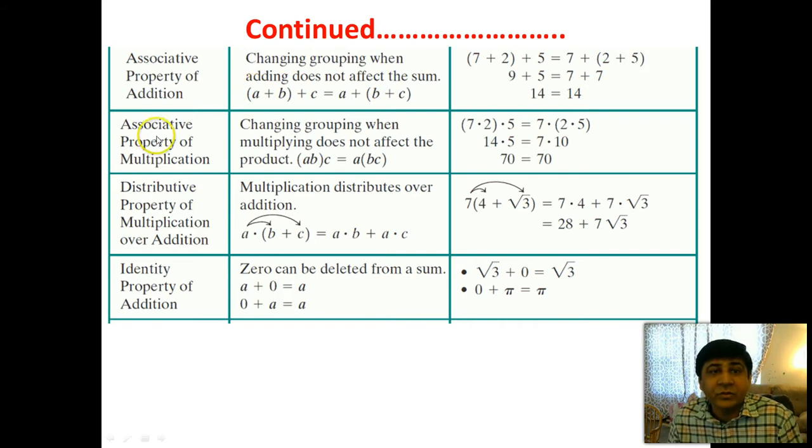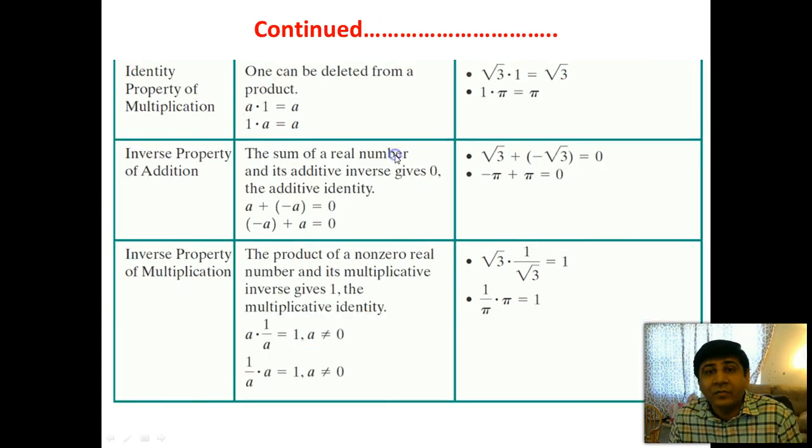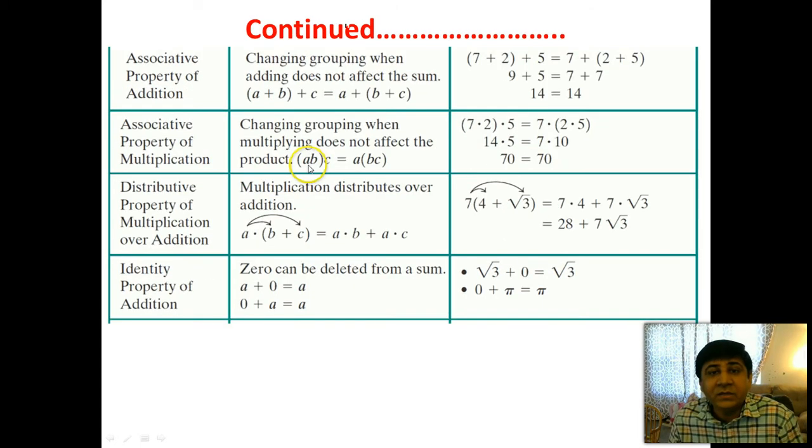Similarly, we can have the associative property of multiplication. That also tells us the same thing. If you want to multiply 3 numbers, it does not matter which 2 you multiply first. Now the basic thing we know is, if we want to multiply 3 things, we first have to multiply 2 of them. So it does not matter which 2 we choose. The end result will not change.